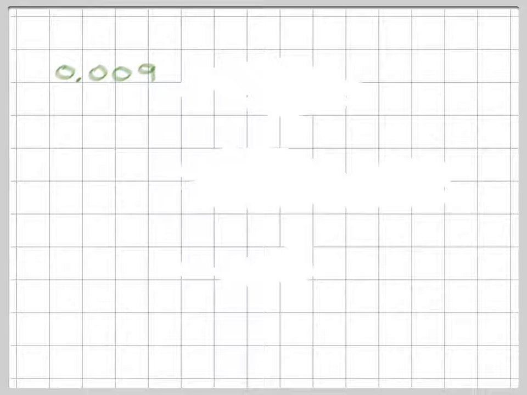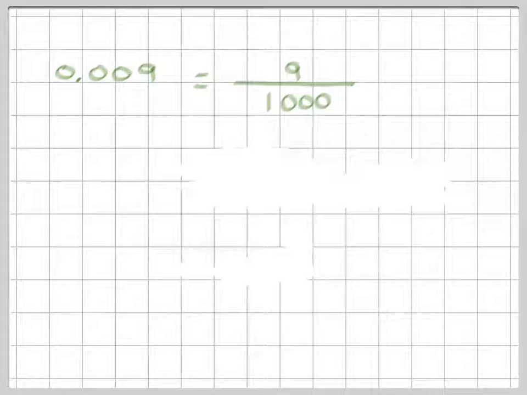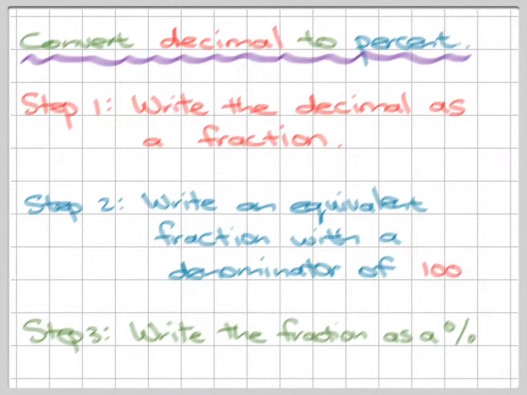We have our decimal here. Now to write it as a fraction, we know that's 1/10, that's 100, and this is 1,000. So we're going to put 9 over 1,000, not so. Okay, so now we have step 1 done, our decimal written as a fraction. Let's go look at step 2.